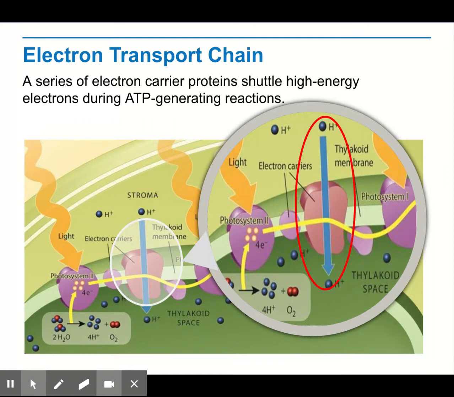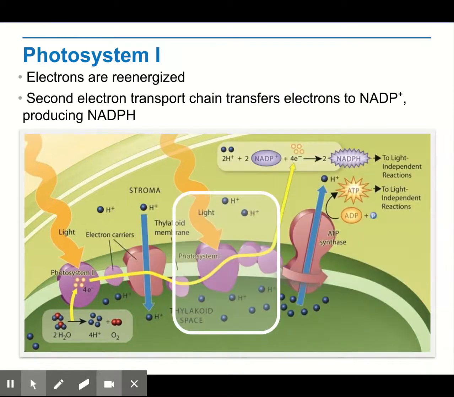And this movement requires energy. So the energy from the electrons gets used up there a little bit. Now the electrons reach photosystem 1. And photosystem 1 re-energizes these electrons because they used up their energy to help pump hydrogen ions across the membrane.